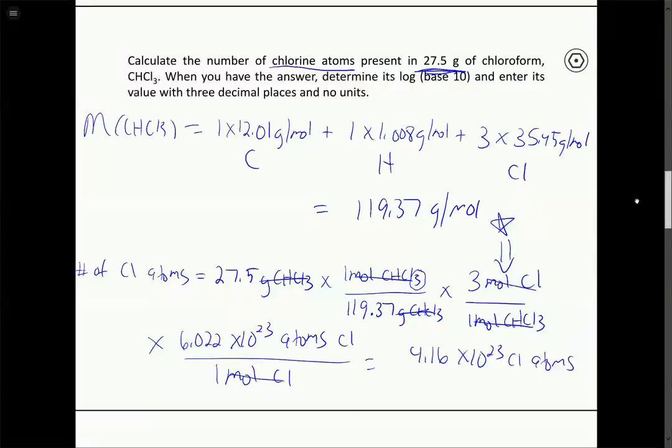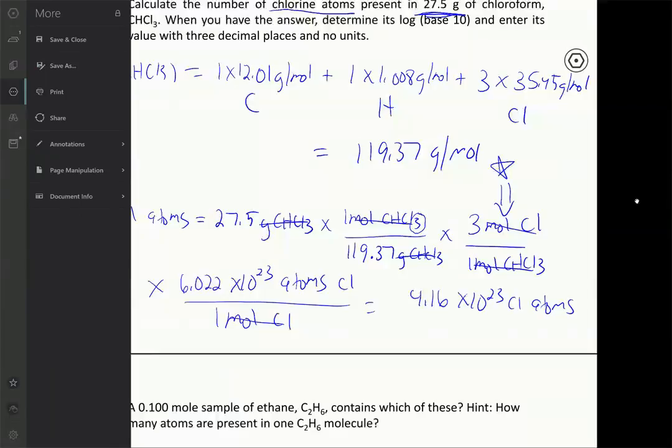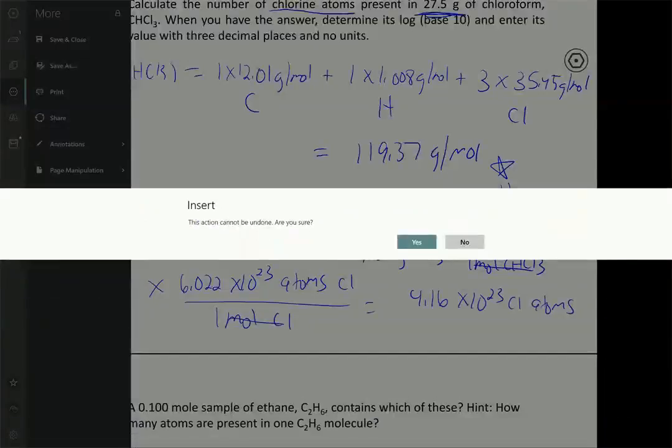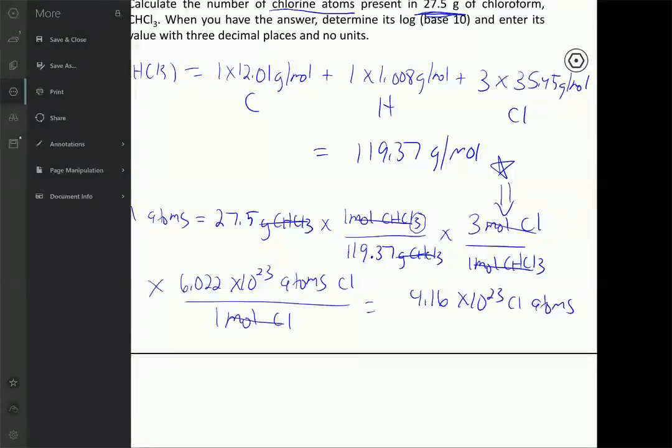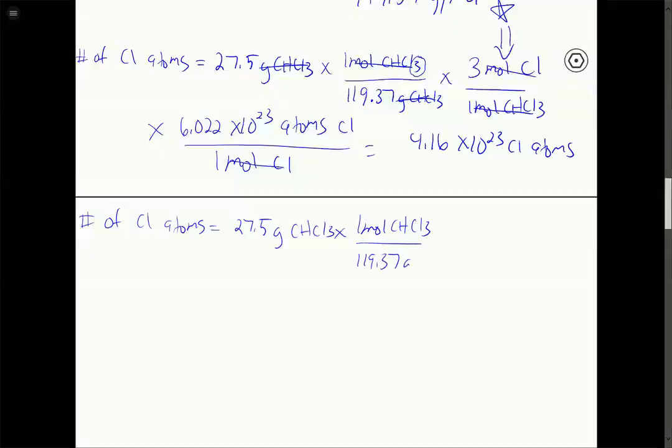Now there is a slightly alternative way to think about this, although the mathematical operations are the same, so let me add a page and do that real quick. Alright, so another way to set this problem up would be, you kind of start it the same way. We're looking for number of chlorine atoms. So we have 27.5 grams of CHCl3. We first have to convert it into moles. That same first step is the same. So we use the molar mass again to get us into moles.